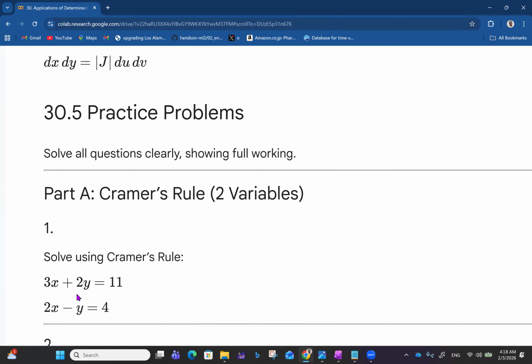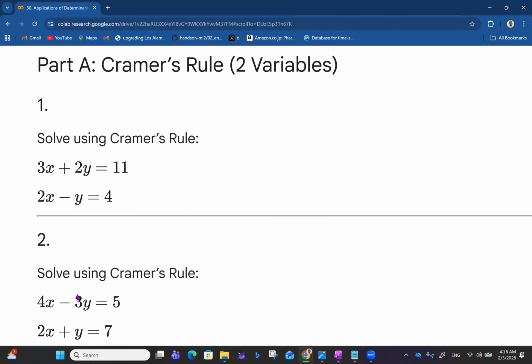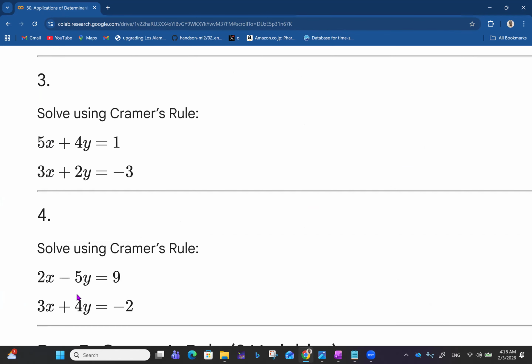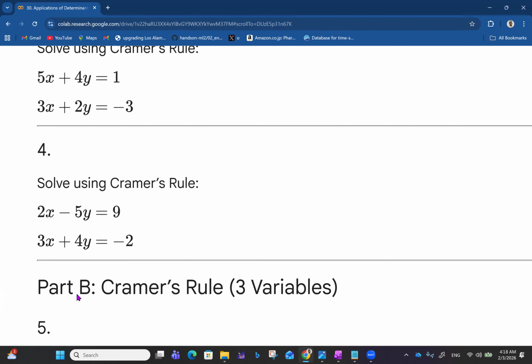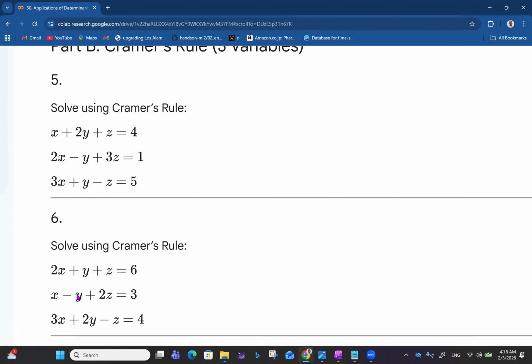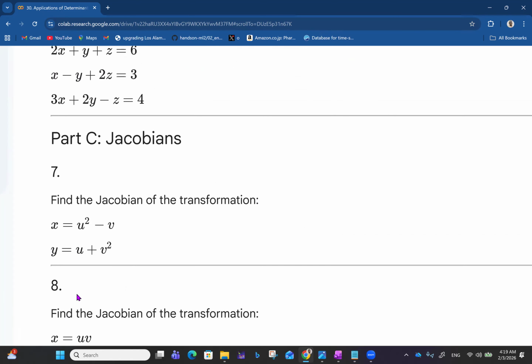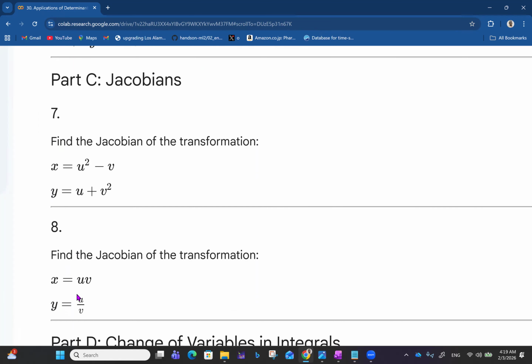You can use Cramer's rule for this if you tried that before. So Cramer's rule can work for this too. Then for 3 and 4, Cramer's rule still works for all of these. Cramer's rule can work for a system of 3. I've done a 3 by 3 system, so you can also do this. Then part C now, find the Jacobian of the transformations.